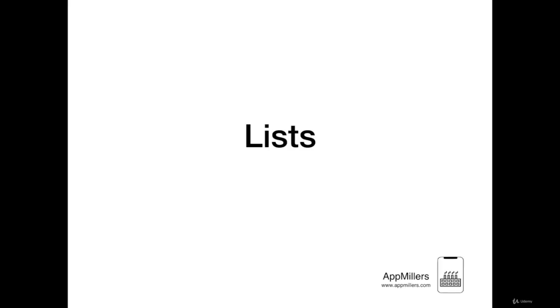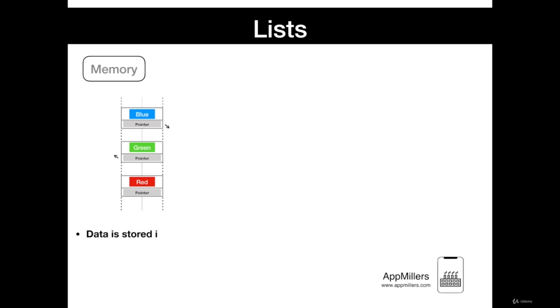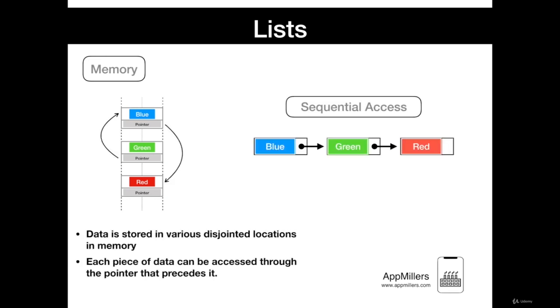In this video, we will learn about lists. Lists are data structures that can store multiple values. They are unique in how they pair data with pointers, the pointers indicating the next piece of data's memory location. In lists, data is stored in various disjointed locations in memory. Because the data is stored in different locations, each piece of data can only be accessed through the pointer that precedes it.